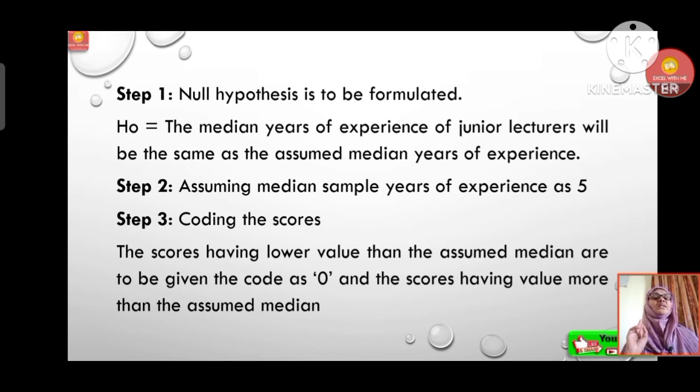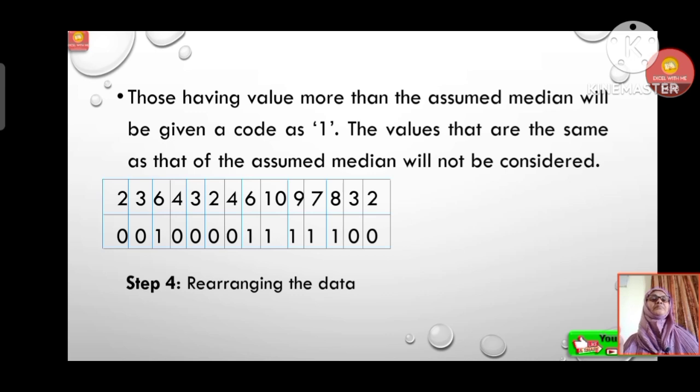The scores having lower value than the assumed median are to be given the code 0, and those having value more than the assumed median will be given the code 1. The values that are the same as the assumed median will not be considered. Now here you can see the coding is done. 2, that is 0, 3, that is 0. As I told you just now, more than 5 will be given as 1, below 5 that is 0 are coded here.